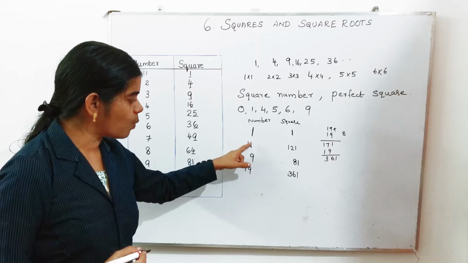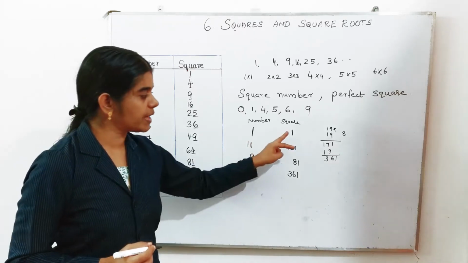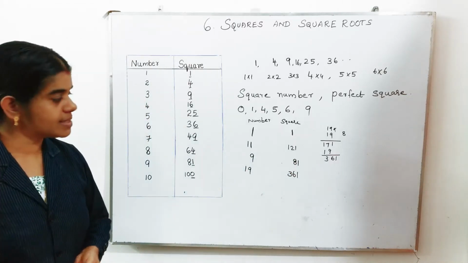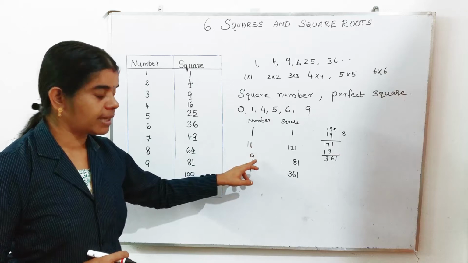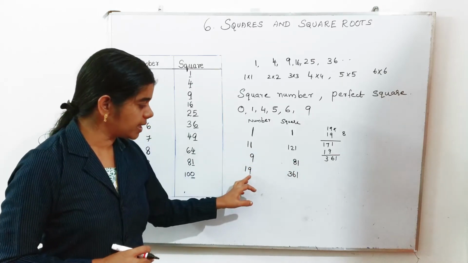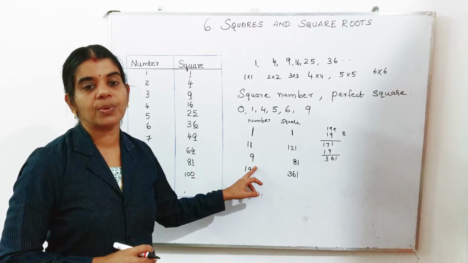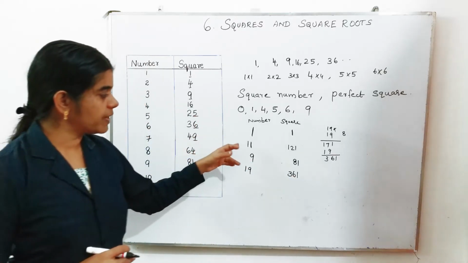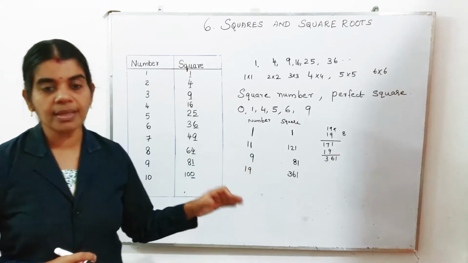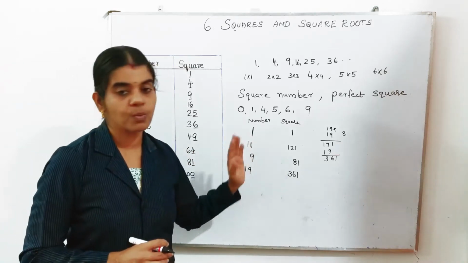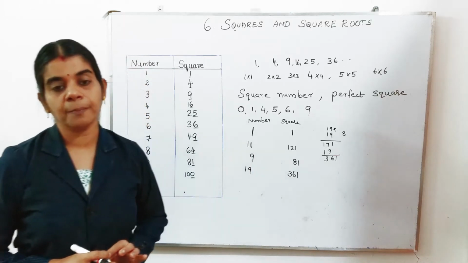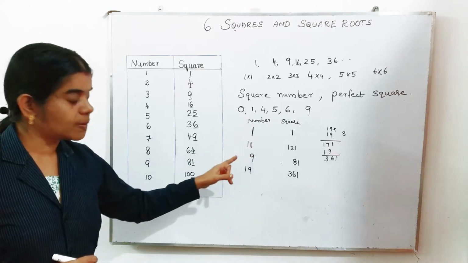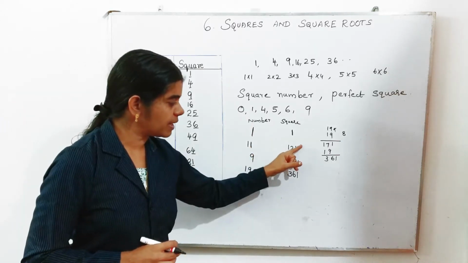If a number's unit place is 1 or 9, its square will end with 1. Is this clear? 9 into 9, you are getting 81. Here 19, again look at the unit place, 9 into 9, again 81. If a number ends with 1 or 9, its square every time ends with 1 itself. Clear? If the unit place is 1 or 9, its square will end in 1 itself.